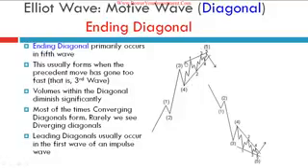Most of the time, we get a converging diagonal. Can you see these lines converging? These are converging diagonals, converging ending diagonals, as you may put it. We also get an expanding diagonal type, but that's usually not that common. Now, in the last slide we had learned that diagonals usually take a form of threes, I mean a count of 3, 3, 3, 3, and 3.